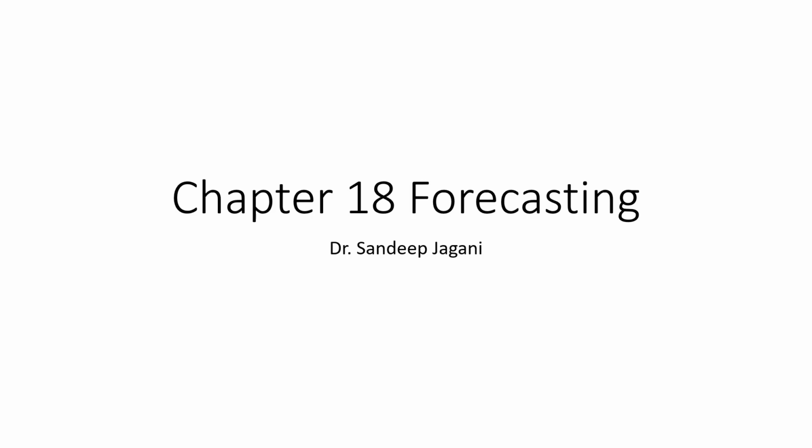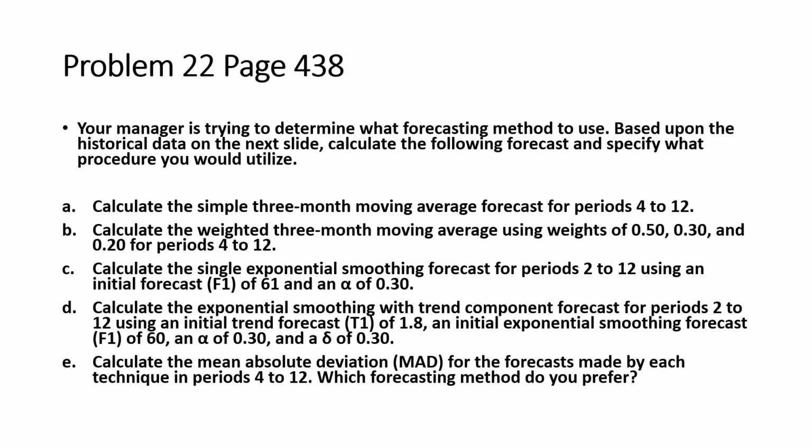Today we are going to take a look at forecasting. Specifically, we are going to take a look at a math problem in forecasting. This is problem number 22 on page 438 of Jacobs and Chase textbook, 15th edition. It reads that your manager is trying to determine what forecasting method to use. Based upon the historical data on the next slide, calculate the following forecast and specify what procedure you would utilize.